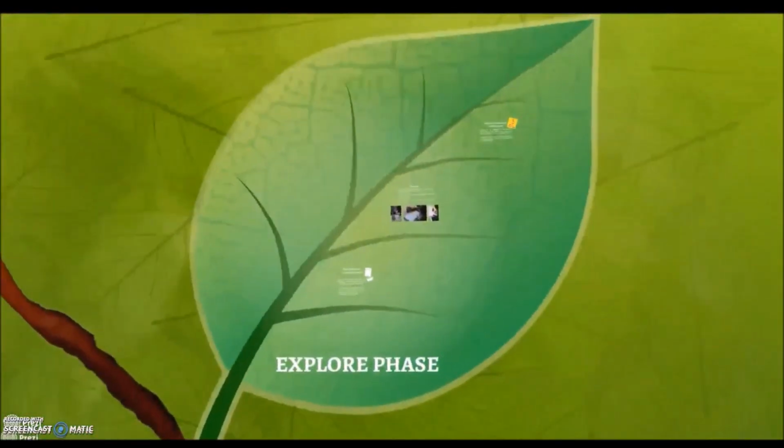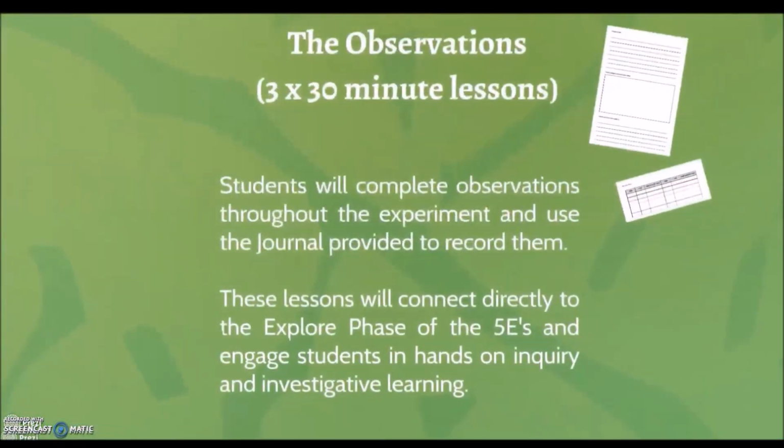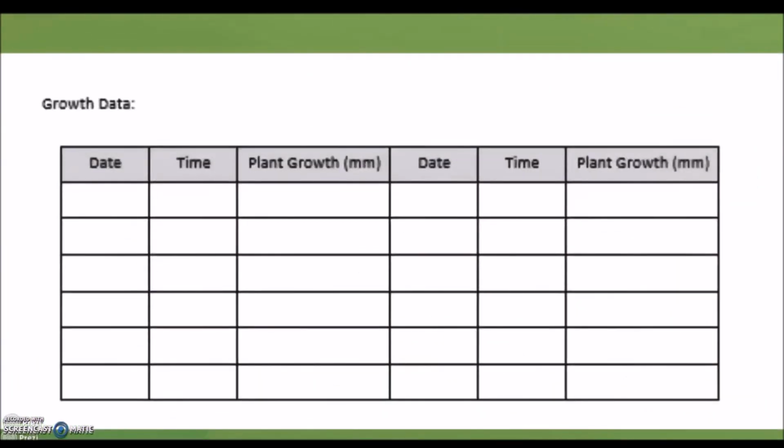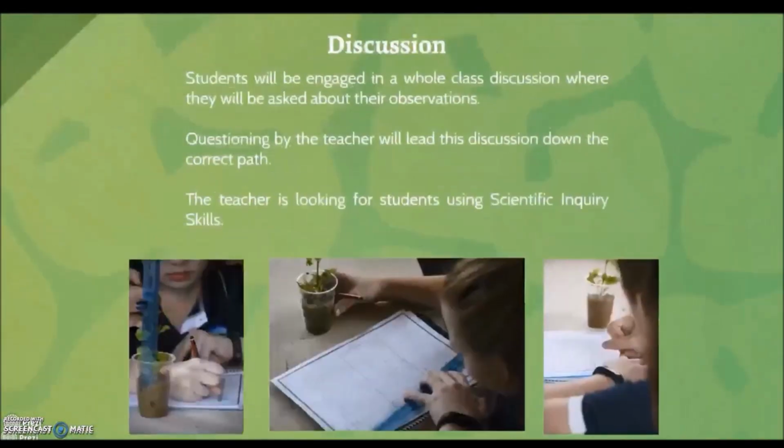Over 3 30-minute lessons, students will complete observations of the experiment and use the journal provided to record them. These lessons will connect directly to the explore phase of the 5Es and engage students in hands-on inquiry and investigative learning. Following on from students completing observations, the whole class will engage in a discussion about their observations and what they have inferred from them.